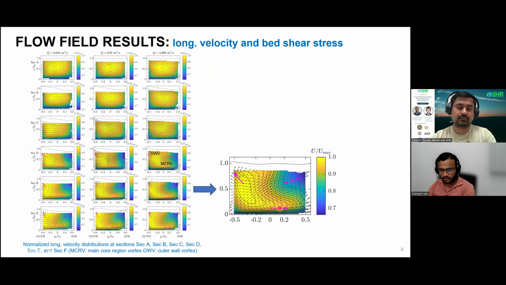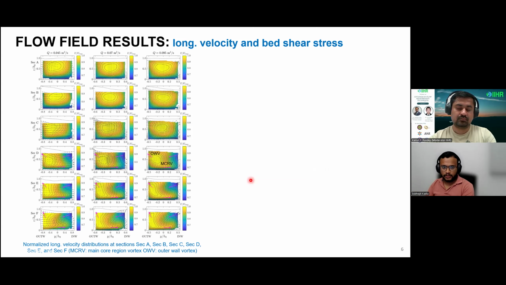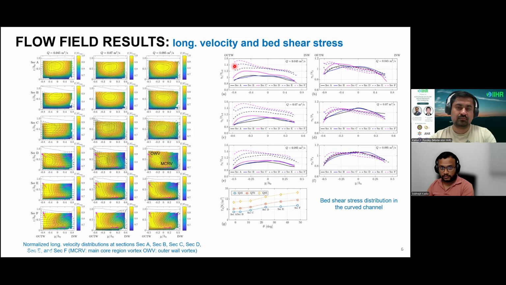However, this horizontal component, this is very important. This one is pushing the high momentum fluids toward the inner wall, and this is responsible for sediment transport toward the inner wall. Although this vertical component toward the outer wall is increasing the bed shear stress, this near bed horizontal component is pushing particles toward the inner wall, and that is inducing the deeper abrasion toward the inner wall, although the bed shear stress is higher toward the outer wall.